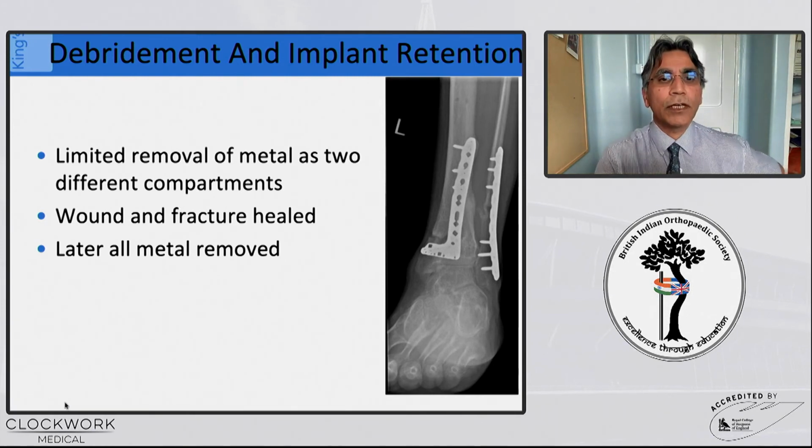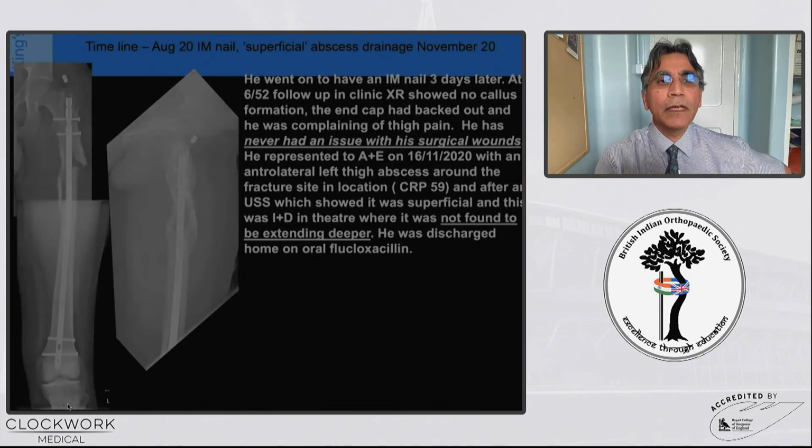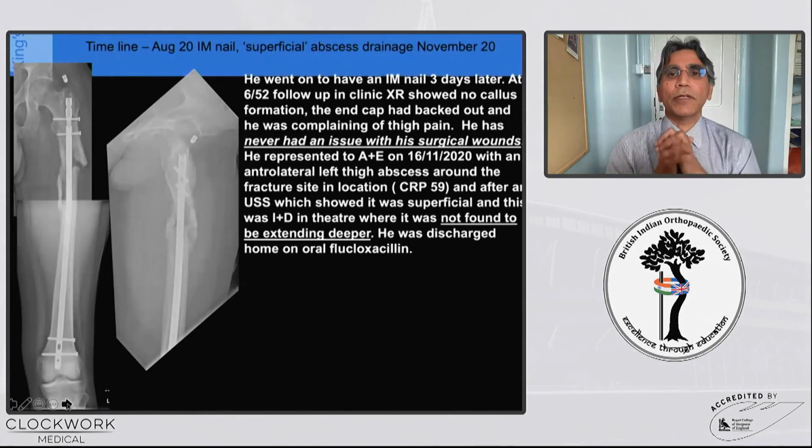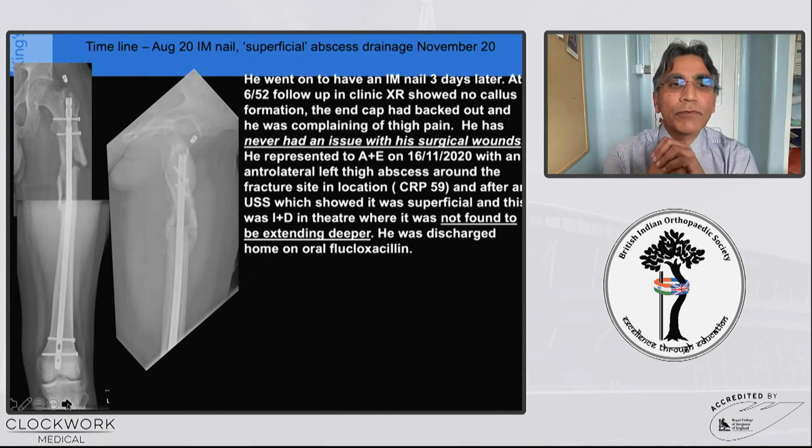So the next case just shows what all Badri had been saying. So this is a 23-year-old male with this kind of fracture, isolated injury, non-smoker, reasonably in good health, and had this fixation. So he went on to have an IM nail 3 days later. I looked at the operation note. It took them 4 hours, and they really struggled and somehow bailed out. And here it is.